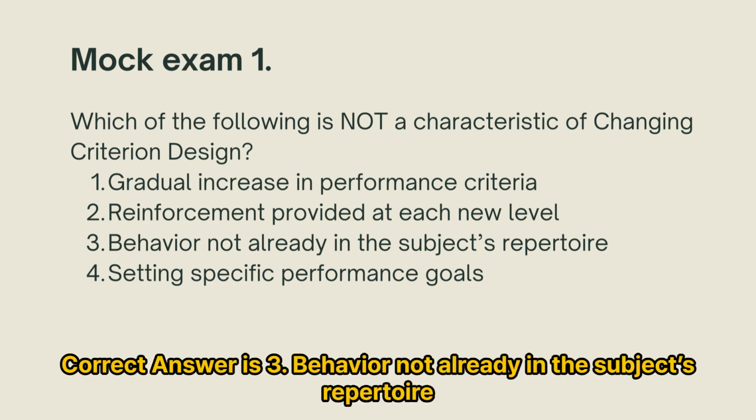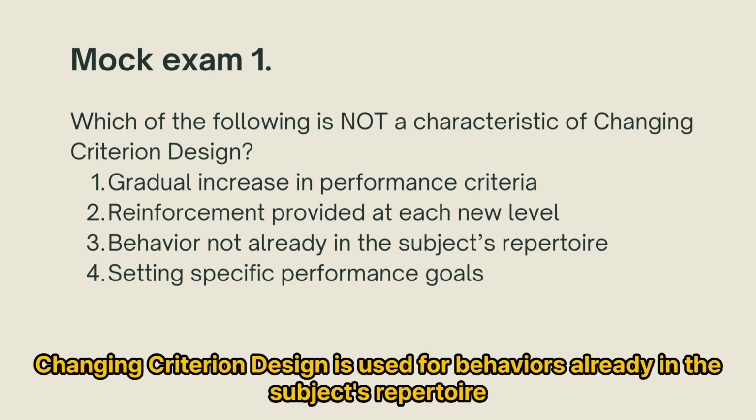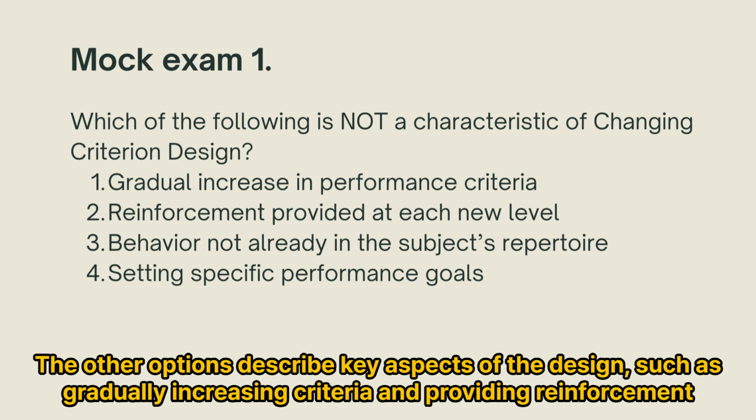Correct answer is 3. Behavior not already in the subject's repertoire. Changing Criterion Design is used for behaviors already in the subject's repertoire. The other options describe key aspects of the design, such as gradually increasing criteria and providing reinforcement.